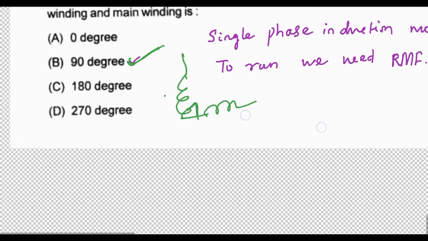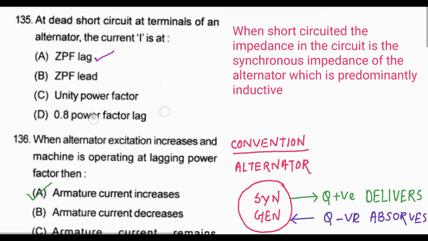Next question is question number 35. At dead short circuit at the terminal of an alternator, the current I is at zero power factor lagging. So when short circuited, the impedance in the circuit is the synchronous impedance, and in case of an alternator, this synchronous impedance is predominantly inductive. So as this is inductive, this is ZPF lagging.